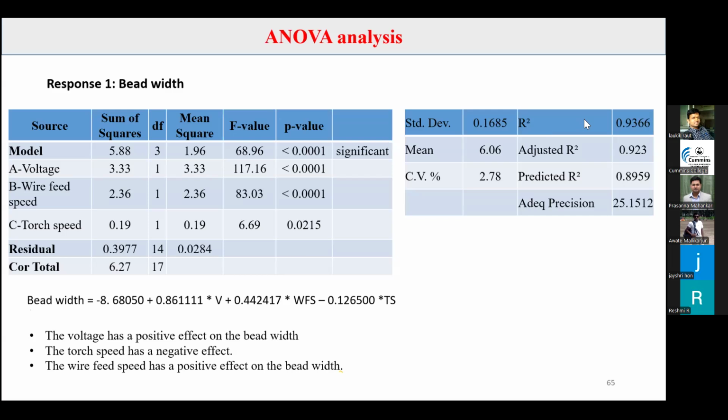Here you can see the R square value and adequate precision, that is again more than 4. This is the equation for bead width. From this, we can say that the voltage has a positive effect on the bead width. Torque speed has a negative effect, whereas wire feed speed has a positive effect.